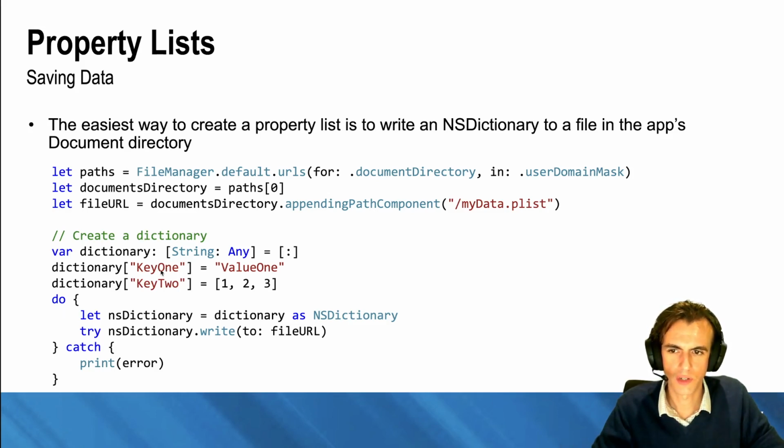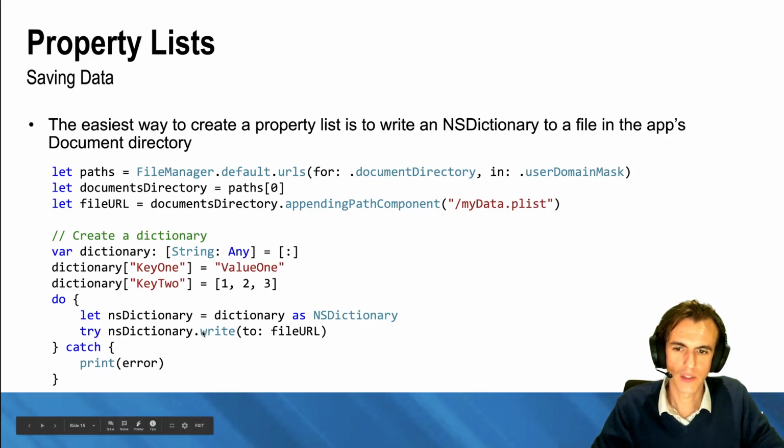The next thing we do is we put a couple of things into this dictionary. So we can say dictionary, specify a key, and give a value. Obviously the type of this one is string, and the type of the second one here is an array of integers. Once we've done that, in order to write a dictionary to a URL, we can't use a normal Swift dictionary. We need to use an NSDictionary. So these next lines, the whole do-catch part, is all about doing the write. Now, why does it need the do-catch part?